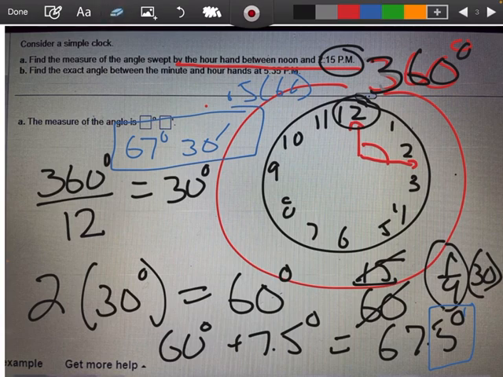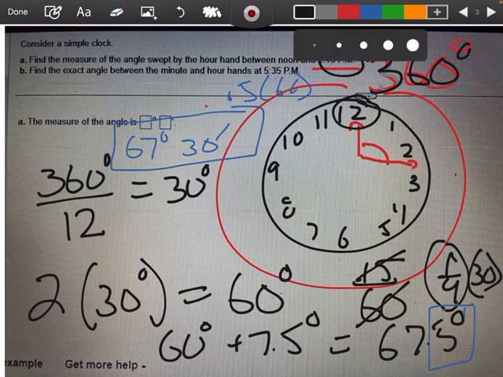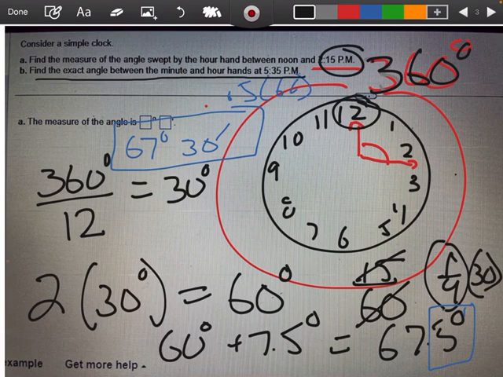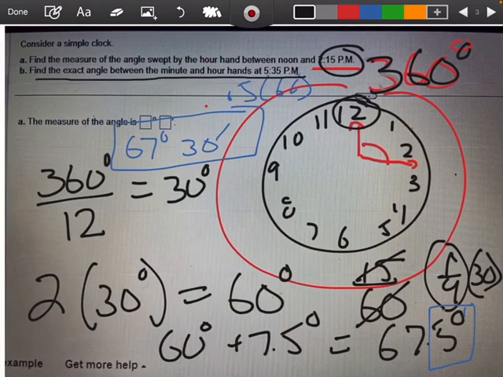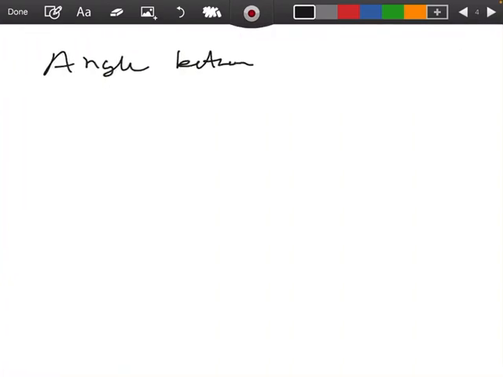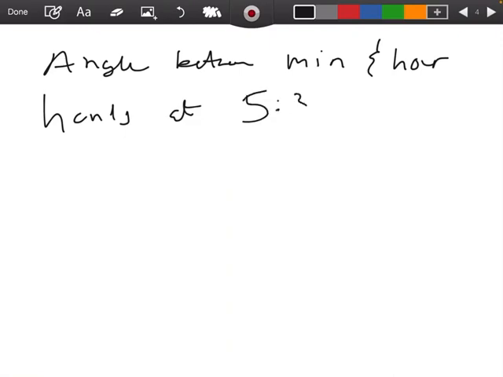Now, y'all, there is a part B to this problem, okay? So I'm just going to get that out of the way so I can look at part B. It says, find the exact answer for the angle between the minute and hour hands at 5:35 p.m. Okay, so the angle between the minute and the hour hands at 5:35.